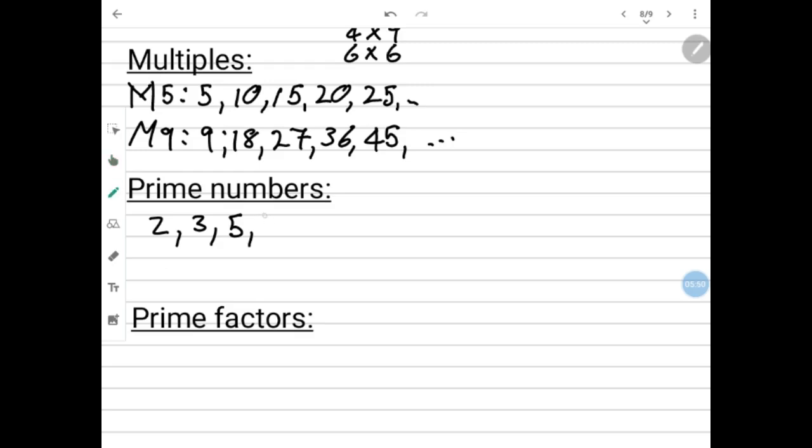So if we continue here, 7 is a prime number. Now 9 is not a prime number, even though it's an odd number, because 3 can also go into 9. Now the factors, let's write here quickly, the factors of 9 is 1, 3 and 9. Right, so there's 3 factors. A prime number only has 2 factors. So 9 is not a prime number.